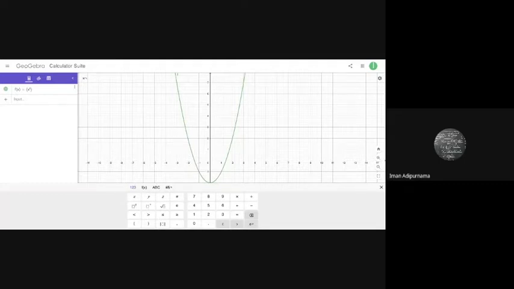So x minus 3 squared, what's happening? When I have minus, it's going right. When I have plus, it's going left for the x. Okay, please keep remembering this transformation.